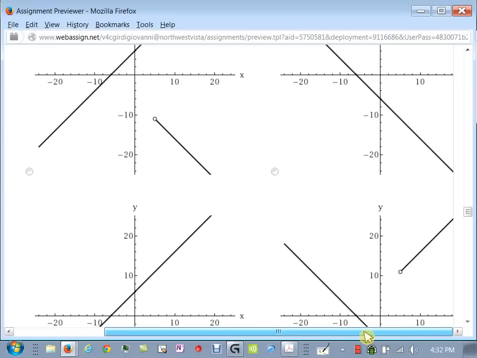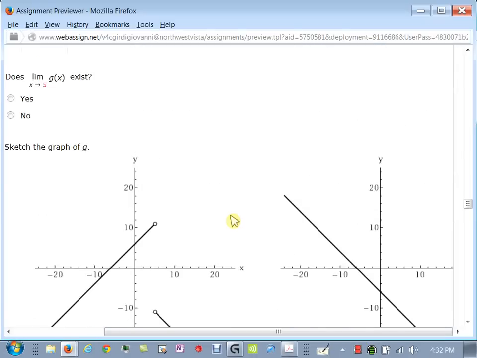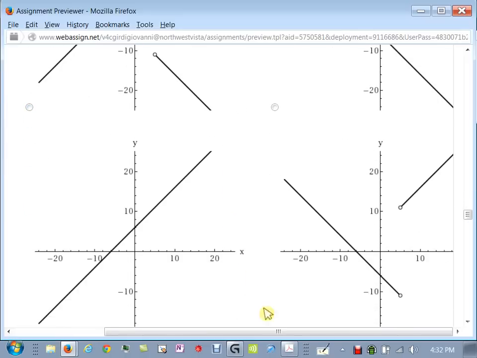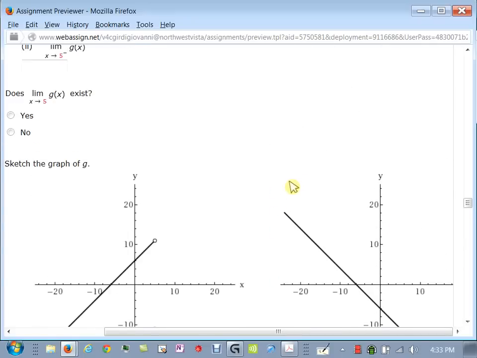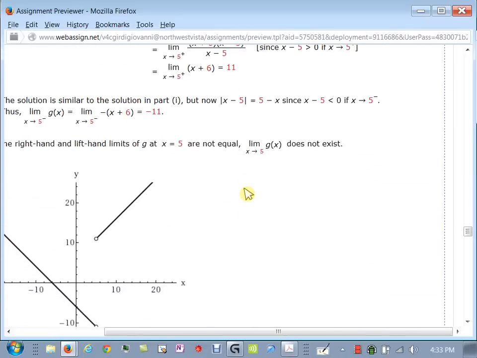And this was as we were approaching what value? 5? Or wait, yeah, we were approaching 5. So it looks like this one right here. That doesn't look like 11, but it is. It looks like it should be a little bit closer up here, but from the right, it's approaching 11. From the left, it's negative 11. And then at 5, it's undefined, so there's a hole there. So that is the answer.